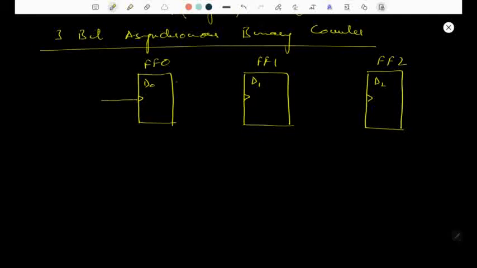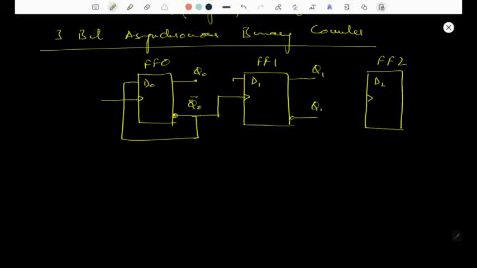This is the Q0 output, this is the Q0 bar output, and this should be given as a clock pulse for FF1. And this D0 is connected over here. D1, sorry, first of all let's draw Q1 and Q1 bar. This Q1 bar is given as a clock pulse for the third flip flop, which is FF2, and this is connected over here like this.